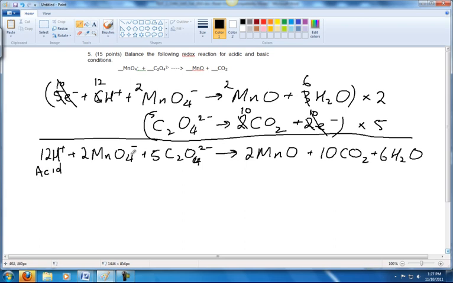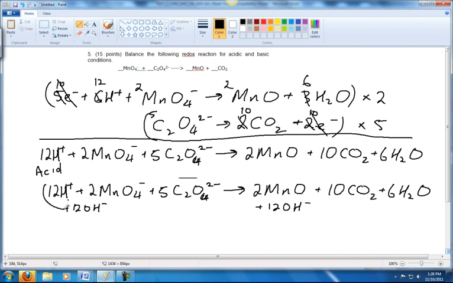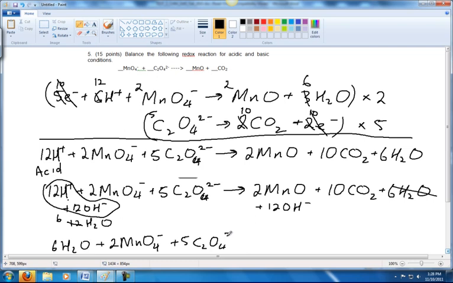Now let's balance it for base. And I'll just go ahead and copy my acid catalyzed one, or my acid conditions. And I'll go ahead and add my 12 OH minuses to each side. Always add as many OH minuses as you have H plus, and add the OH minuses to both sides. That's going to give me over here 12 H2O is what that will turn into. And we've got 6 waters over here, so those will cancel with the 12 to leave 6 waters on this side. So my final equation here would be 6H2O plus 2 MnO4 minus plus 5 C2O4 2 minus gives 2 MnO plus 10 CO2 plus 12 OH minus.